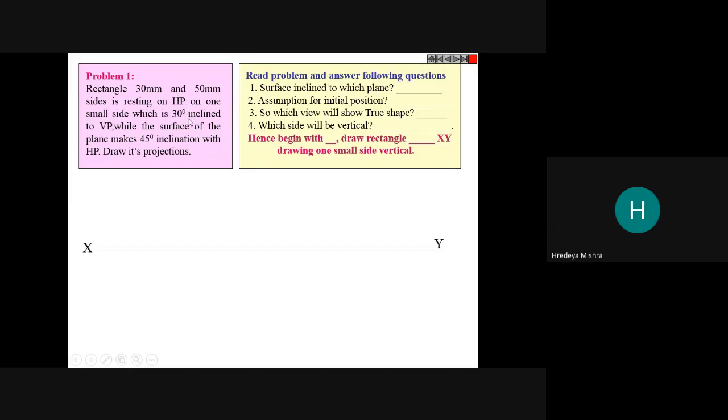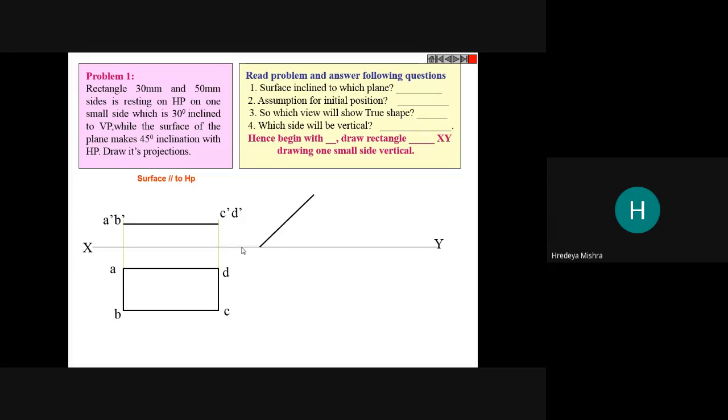So the small side is vertical to the XY line. See here, that is the image. The small side is vertical to the XY line. Okay. Now draw the projections and you get the front view. That is AB dash and this is DC dash. Okay. So you get the things.